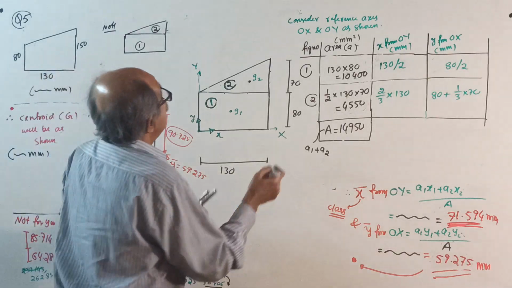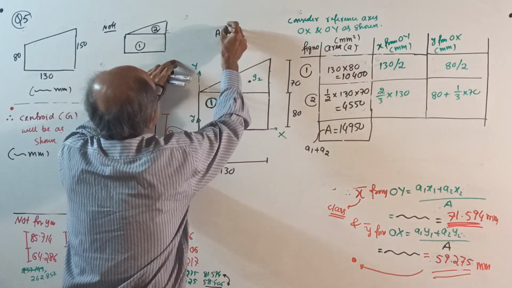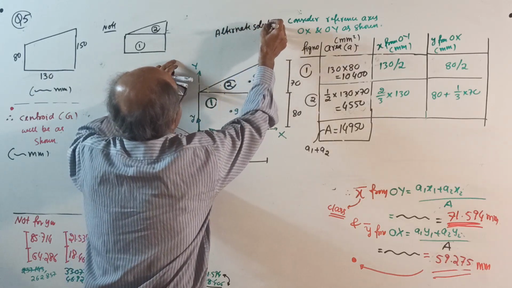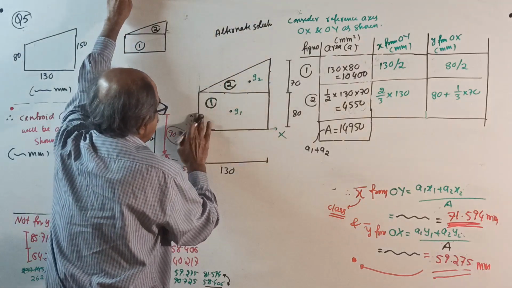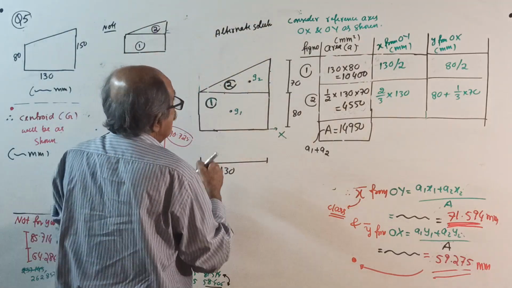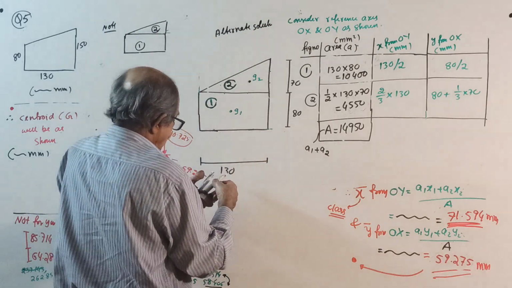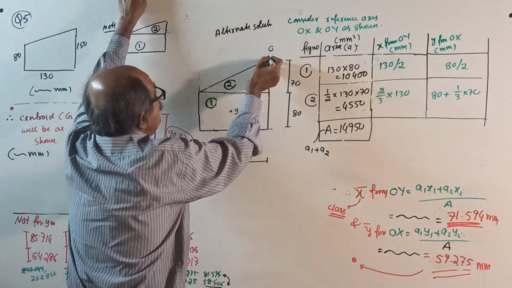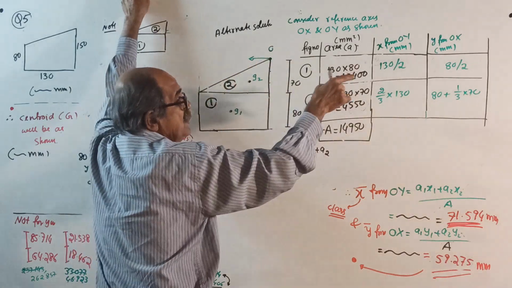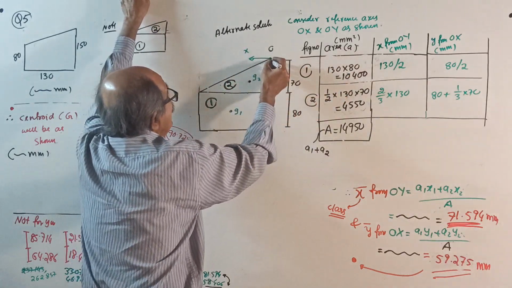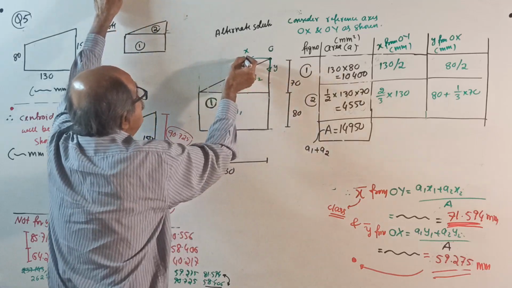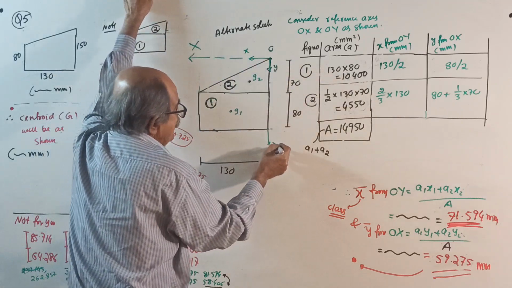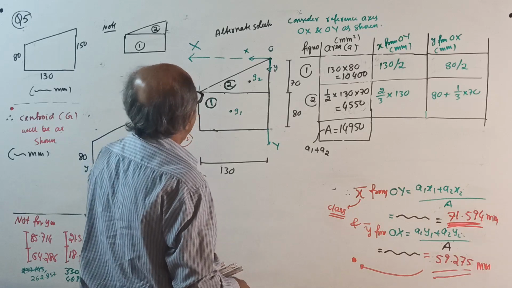Now write immediately: alternate solution. Do one thing, shift the origin now. Just to understand, take this origin O. Now x will be in this direction, from the right top corner, and y this way. So this is your OX line, and this is your OY line. Everything correct? Okay.